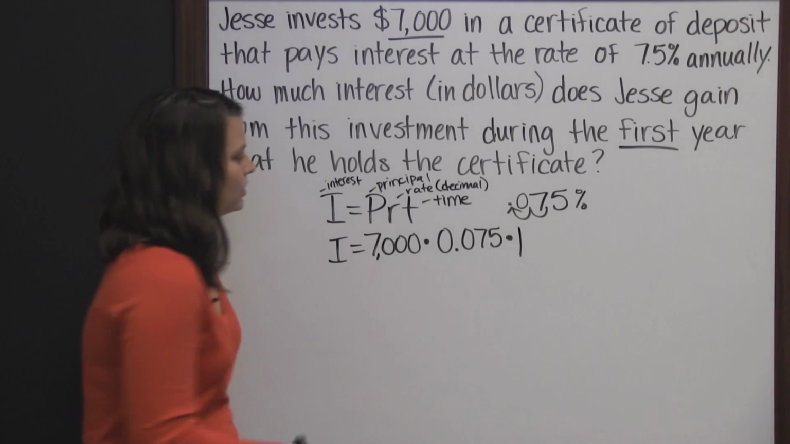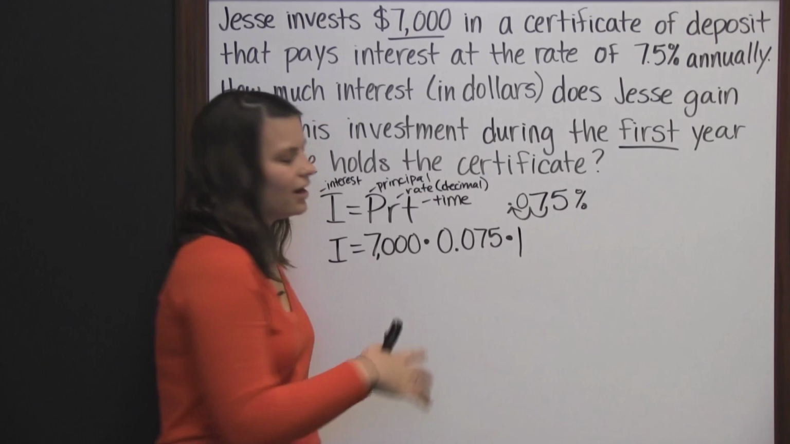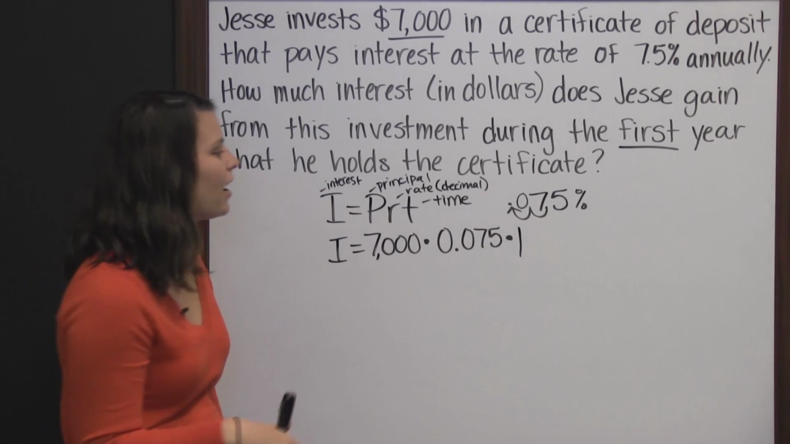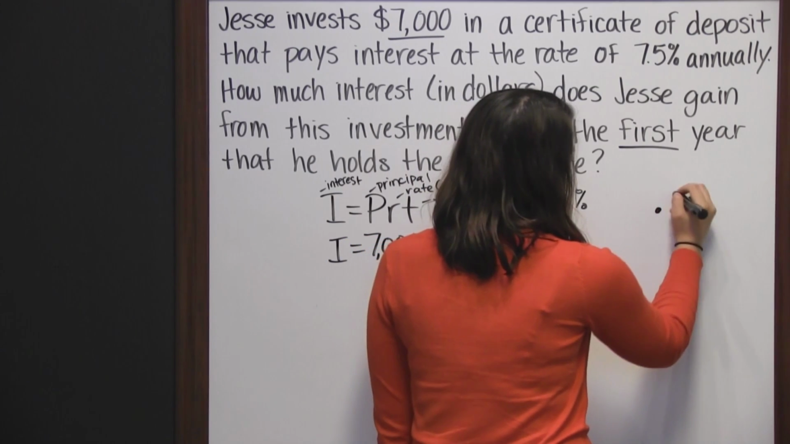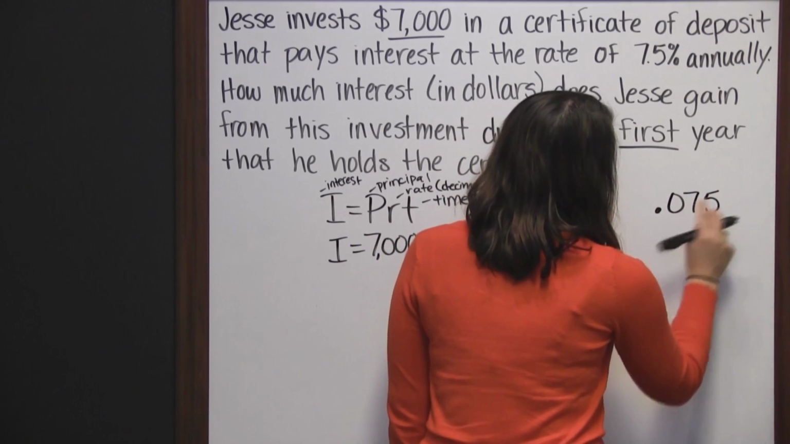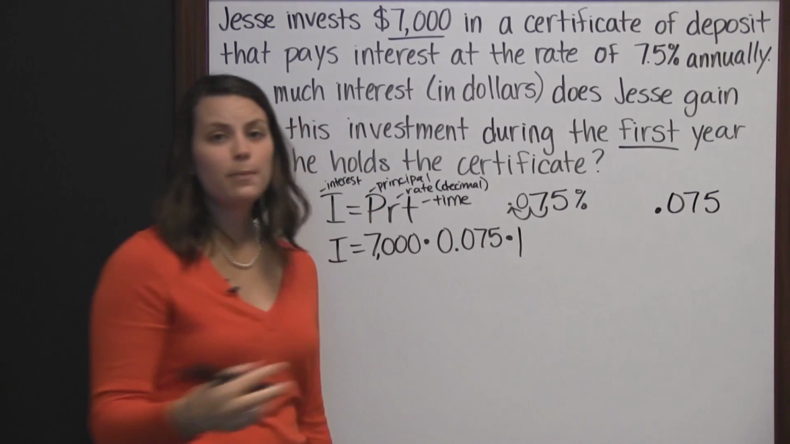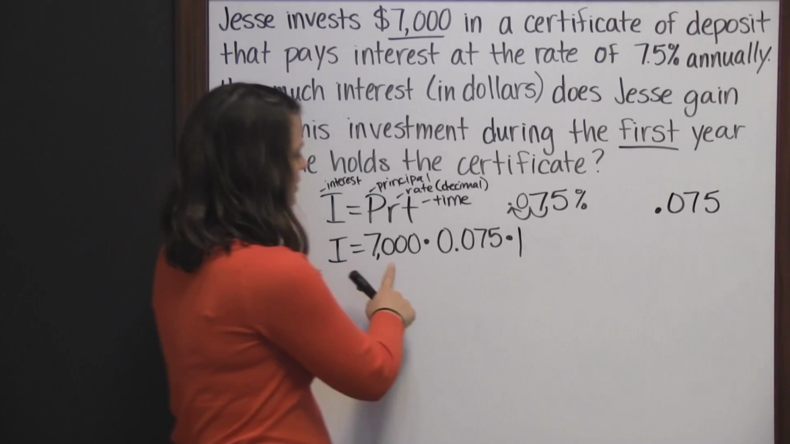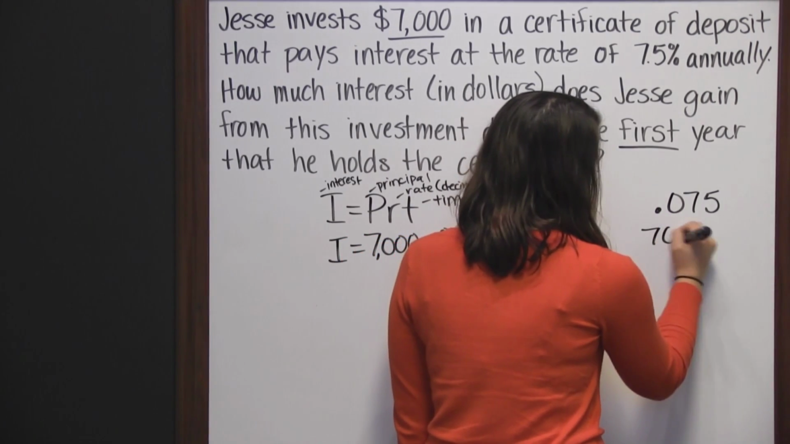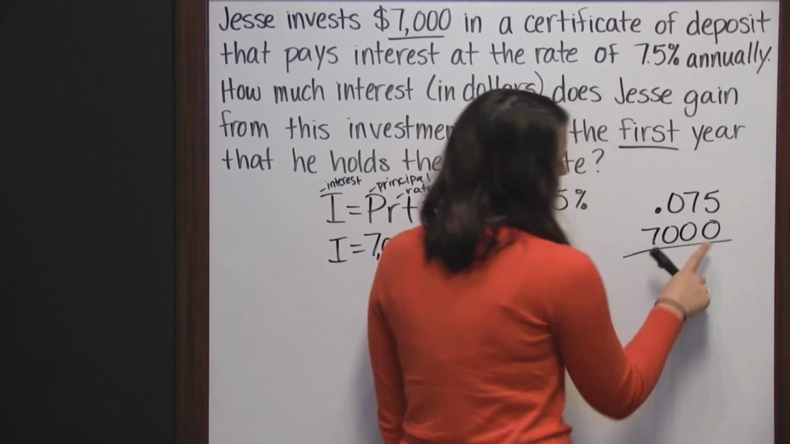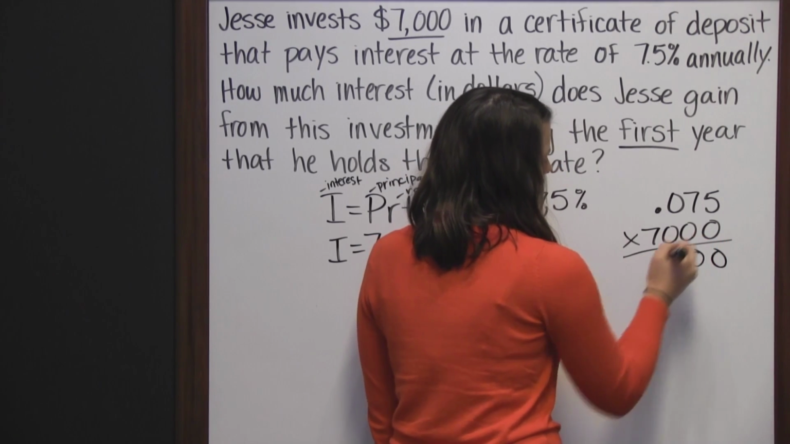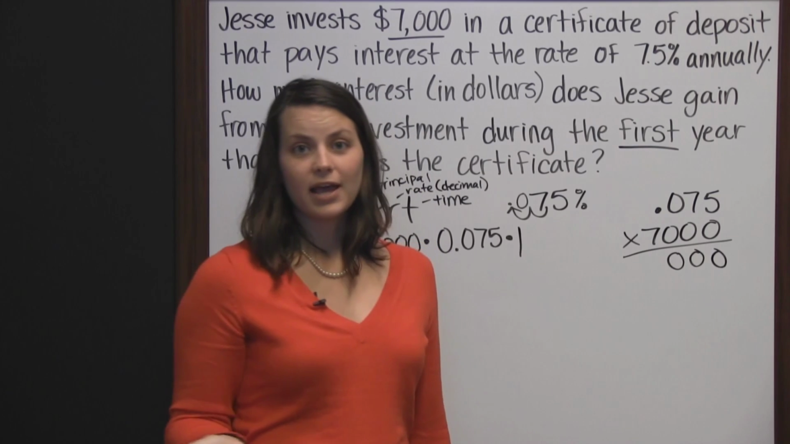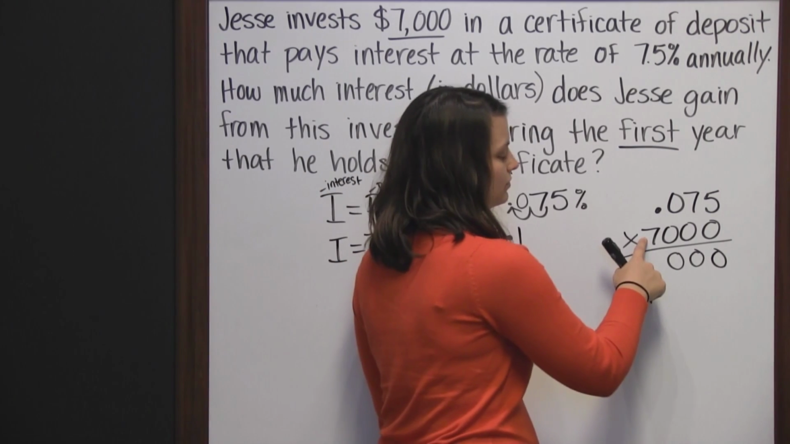And then we just need to multiply those things together. So 1 times anything is just that, so I can really kind of ignore that. So I just need to multiply these 2 numbers together. So I have this 75 thousandths, and I'm going to put it on top because it's very easy to multiply times 7,000, since the first thing I'm going to do is just write down those 3 zeros. And then the only number I really have to multiply by is the 7.